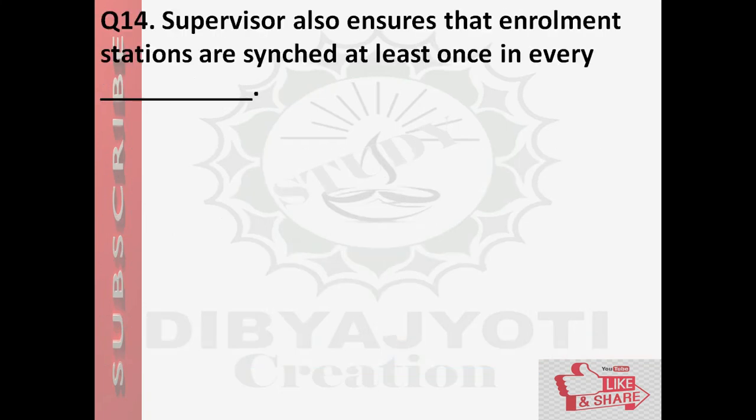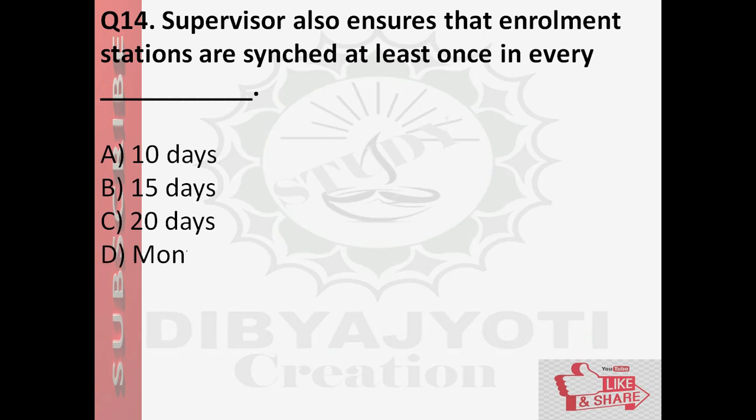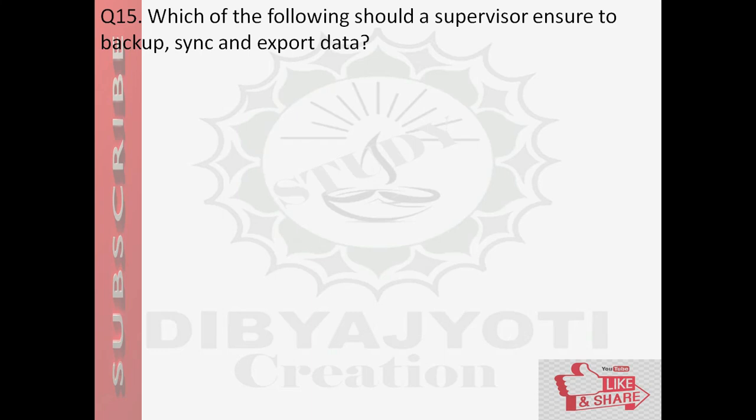The next, supervisor also ensures that enrollment stations are synchronized at least once in every: day, 10 days, 15 days, 20 days, month. And answer is every 10 days. The next, which of the following should a supervisor ensure to backup, synchronize or export data?